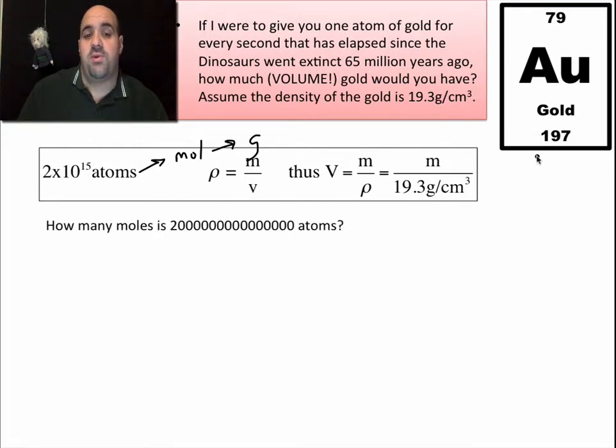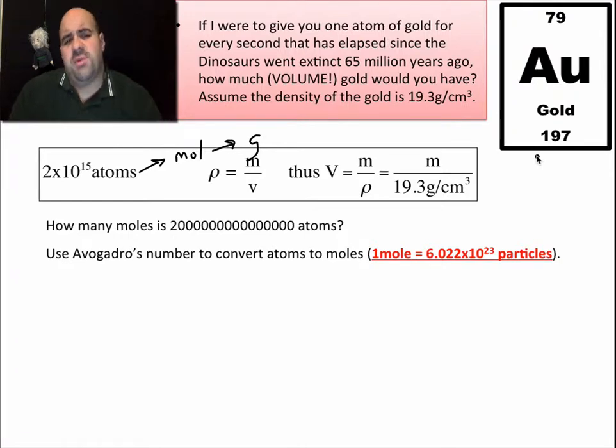So the first thing we're going to do is ask how many moles is 2 times 10 to the 15th atoms. And we use Avogadro's number, 6.022 times 10 to the 23rd. A mole of anything is 6.022 times 10 to the 23rd of that thing. If you had a mole of eggs, you'd have 6.022 times 10 to the 23rd eggs. If you had a mole of Legos, you'd have 6.022 times 10 to the 23rd Legos. The word mole simply means this number, just as the word dozen means 12. So it's always that same.